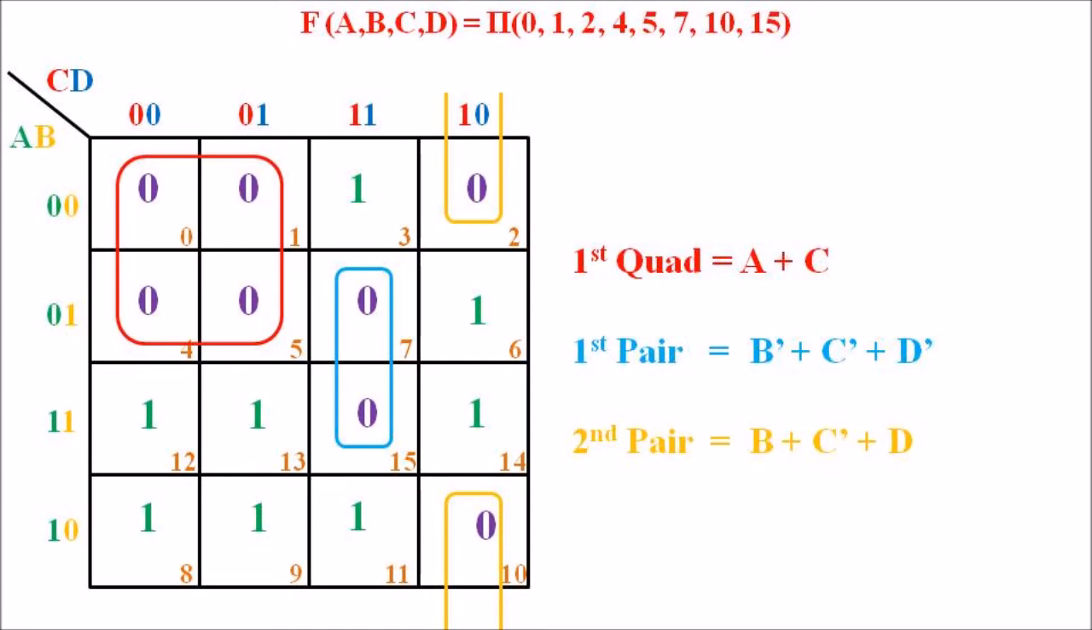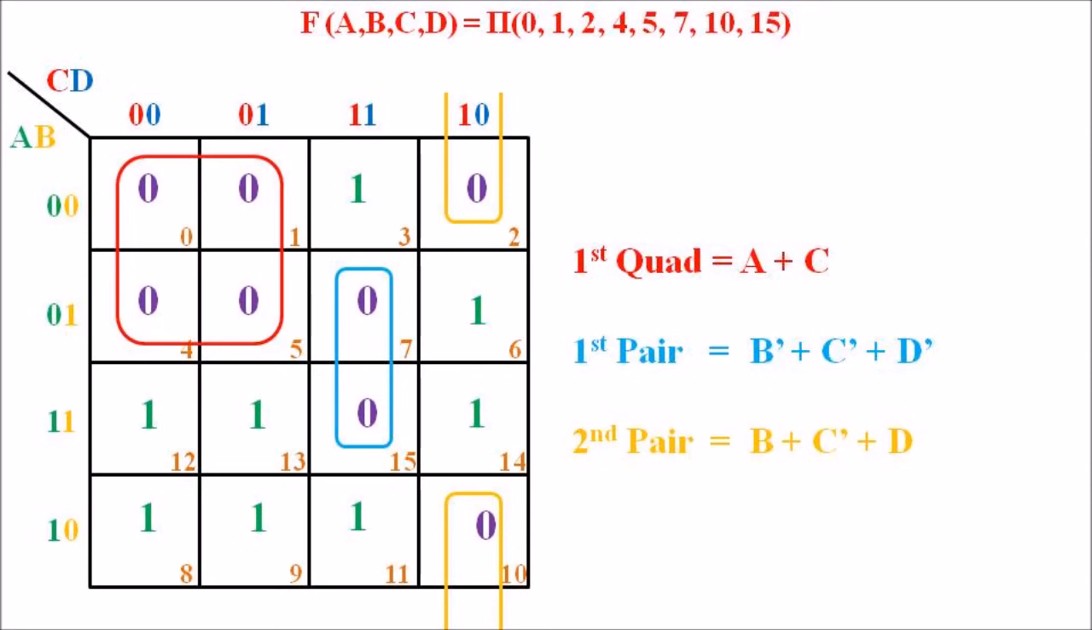Similarly, while analyzing the columns of this quad, the value of C remains unchanged with 0, and the value of D is changing from 0 to 1 in column 1 and column 2. So we have to neglect the value of D, and we can consider the value of C. Thus, for the first quad, the reduced term is A plus C, because the value of A is equal to 0 and the value of C is equal to 0. Thus, we can consider it as A plus C, since the value 0 means the variable itself, and the value 1 means the variable complement.